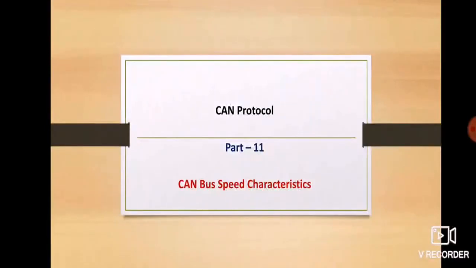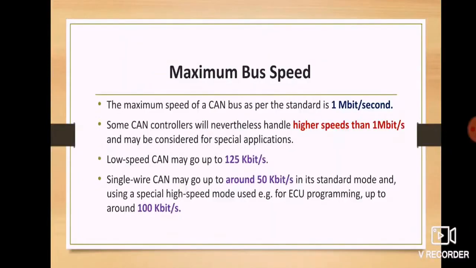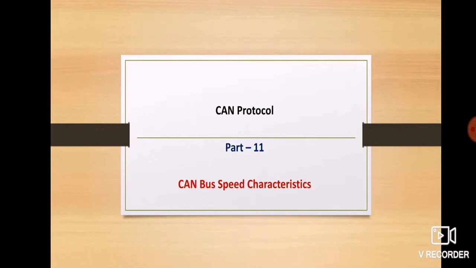Protocol Part 11, CAN bus speed pair characteristics. In this video we are going to see how the CAN characteristics have been identified and defined by the CAN standard with respect to the length, like what the various lengths and speeds are that have been given in the CAN bus speed characteristics.